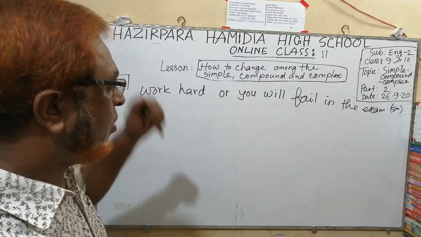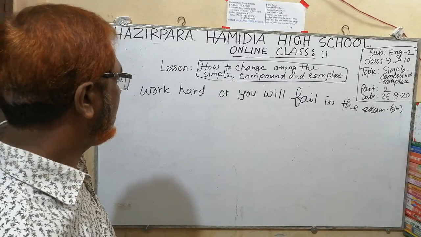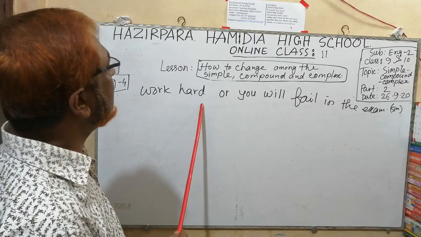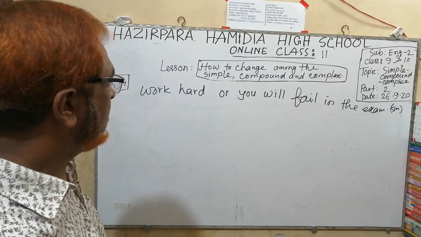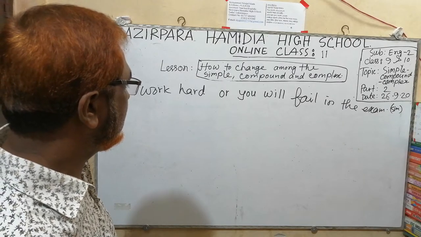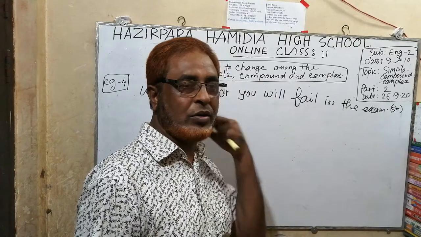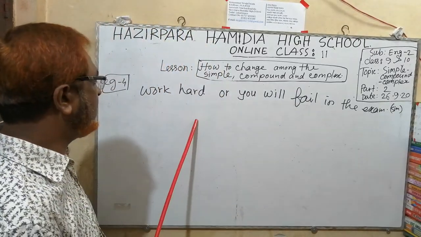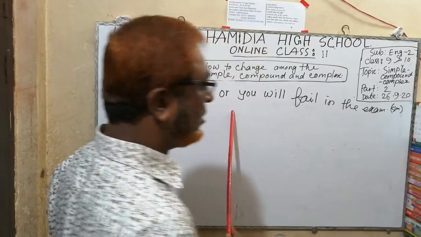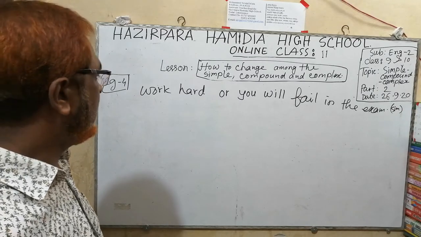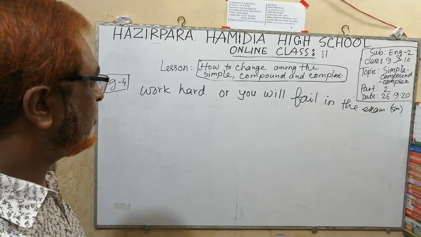This is a compound sentence because this is the first part, this is the conjunction, this is the second part. We know that a compound sentence contains two independent clauses and one conjunction. Work hard, first independent clause; or, conjunction; you will fail in the exam, second independent clause. This sentence we change into a simple sentence.